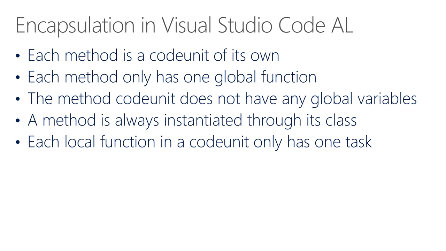A method is always instantiated through its class, which means that there is a global function on the table which declares the method and calls the only global function in the code unit. In code, you always only call the method through this function on the table. Finally, within the method code unit, each local function always only executes one single task.